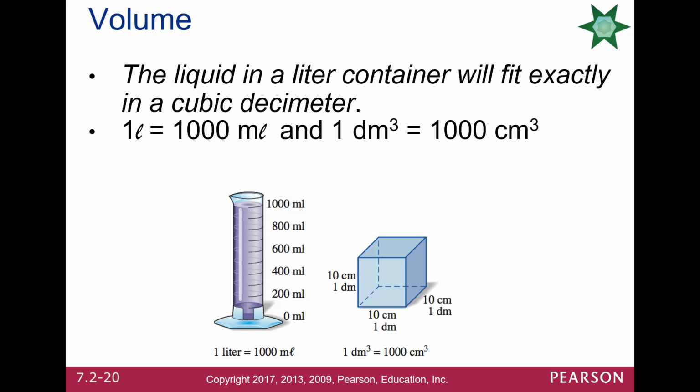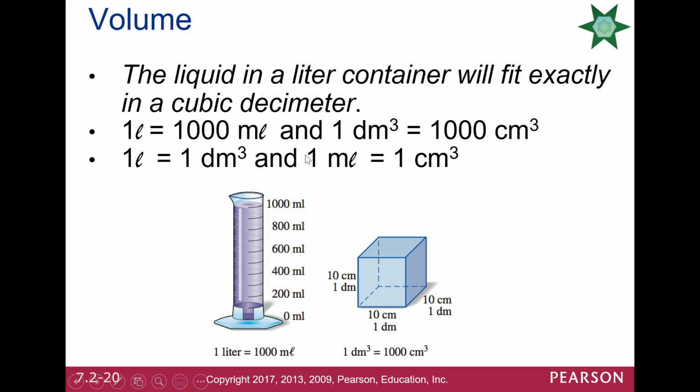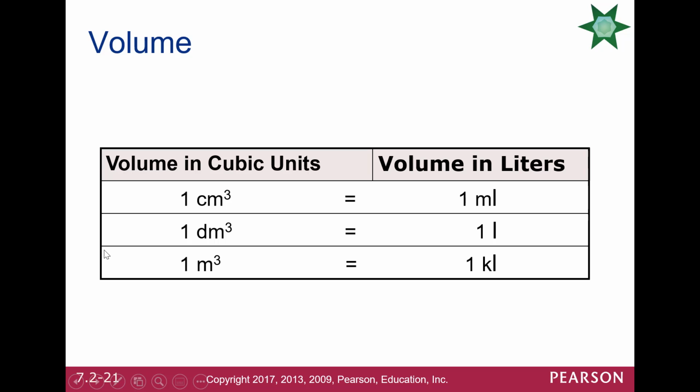1 liter is 1,000 milliliters. 1 decimeter cubed is equal to 1,000 cubic centimeters. Again, this last one here is the one that you see the most often in medicine. For example, 1 cubic centimeter, or what we say 1 cc, is equal to 1 milliliter.